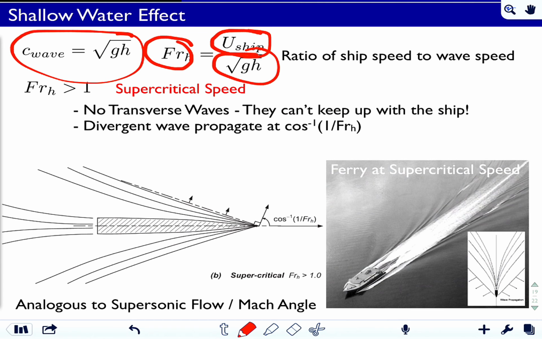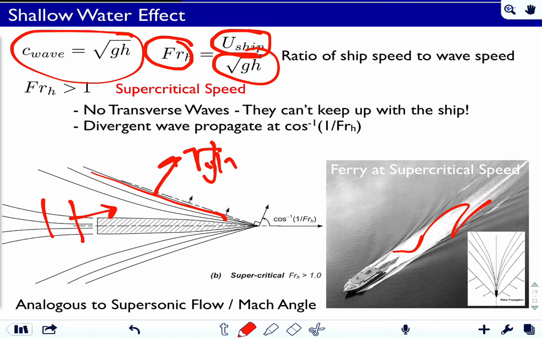So this is a ratio of the ship speed to the wave speed, the speed at which waves propagate in the ocean. If you are traveling faster than the wave speed, then you outrun your transverse waves. They're back here. They're trying to move at U ship, but they can only move at root gH. And if U ship is greater than root gH, they cannot stay with you, and you have no transverse waves. You still can make divergent waves, because you have the speed of propagation of this front. This can move at root gH, but it will be at an angle relative to the boat.